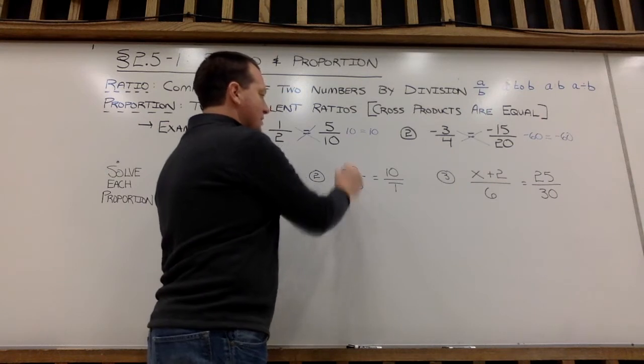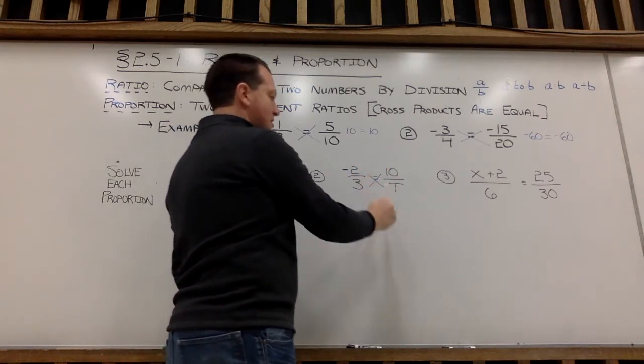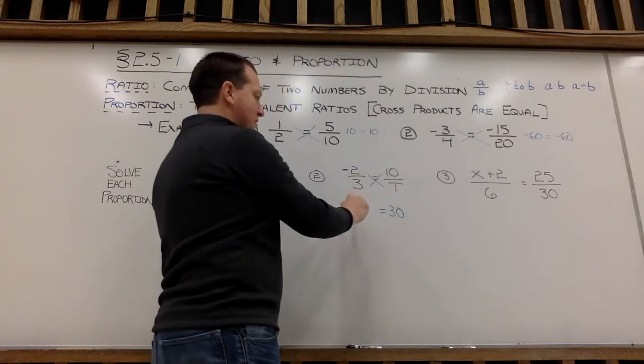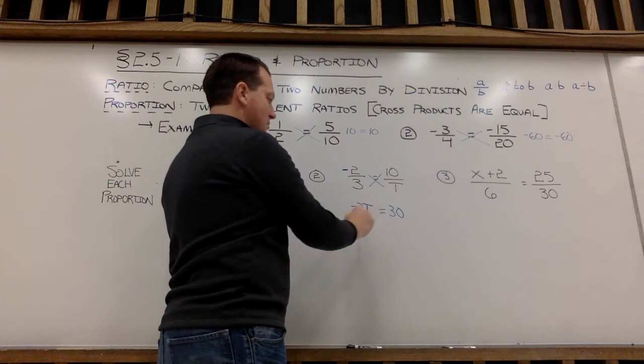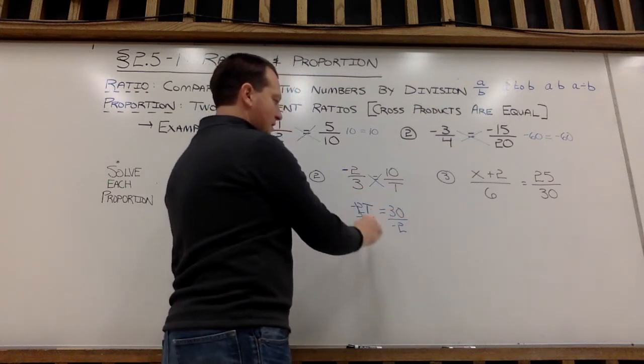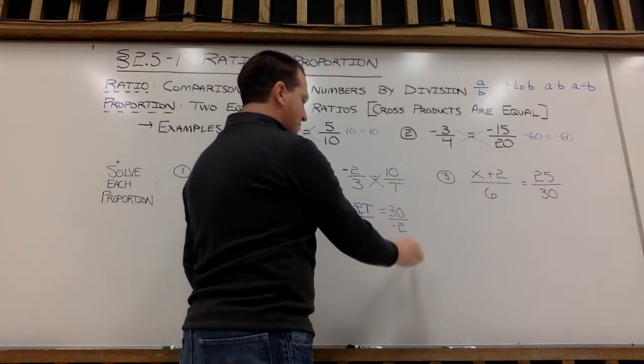I'm just going to bring it to the top. That way I won't forget to multiply it out. 3 times 10, hey, there's that 30 number, will equal t times negative 2, negative 2t. Divide both sides by negative 2 to get t isolated, and I'll have t equals negative 15.